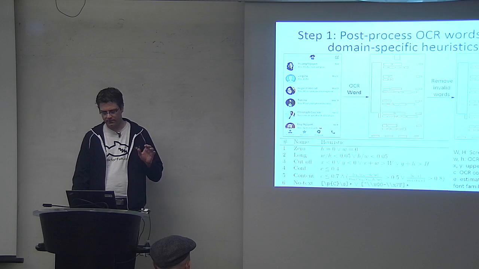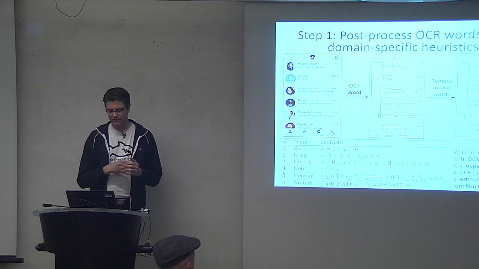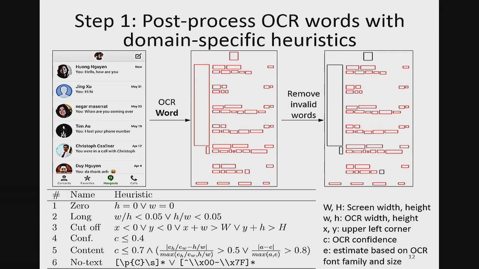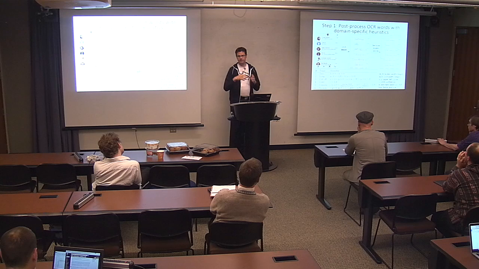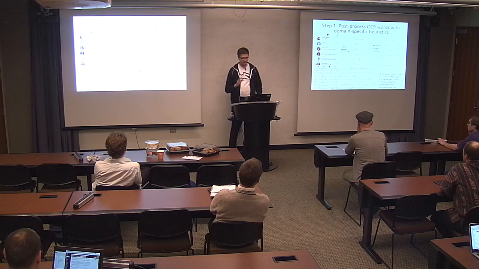OCR reports the width, height, its own confidence level, the font family detected, and the font size it detected. So based on that information, we can estimate the amount of space a word should take, because we can just render ourselves this particular reported word in the specific font family with specific size, and then compute how big it should be. And if that differs significantly from the dimensions OCR reported, then we're also going to reject that.